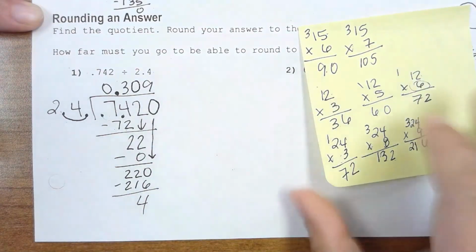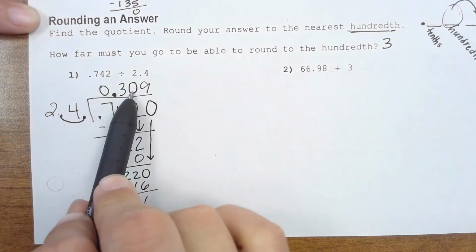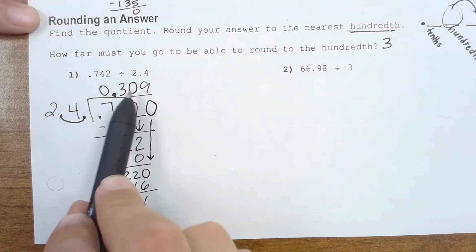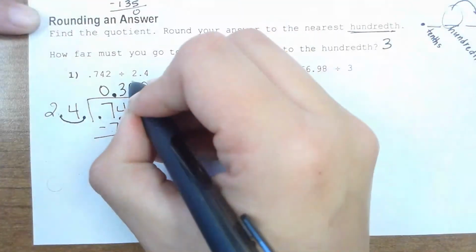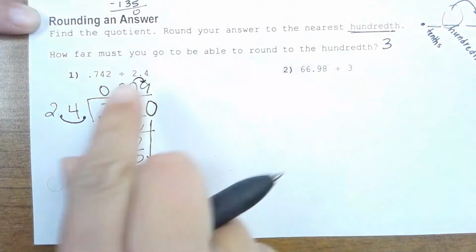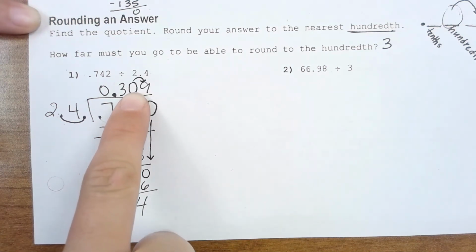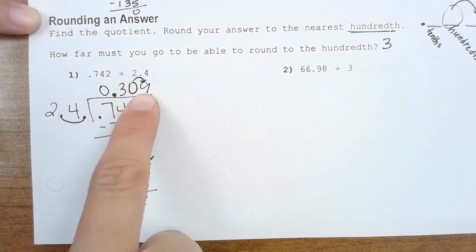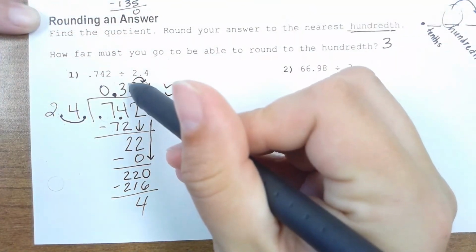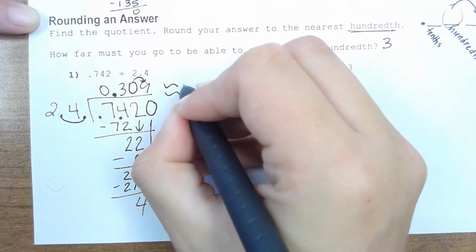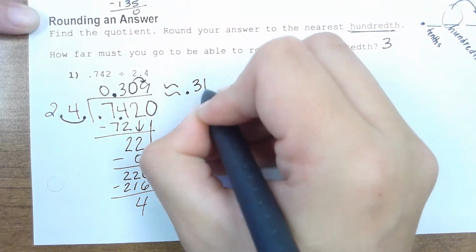Okay, so if we're rounding to the nearest hundredths, again, you're looking in the hundredths place, so you're looking at our second number here in our decimal, and you're looking at the number behind it. If the number behind it is 5 or greater, you are going to round your hundredths place up 1. So is 9 5 or greater? It sure is. So I am going to round the 0 up 1. So if I were to approximate my answer here, it's going to be 0.31.